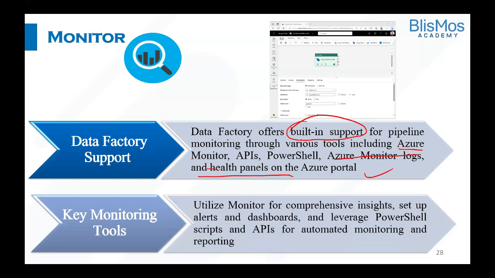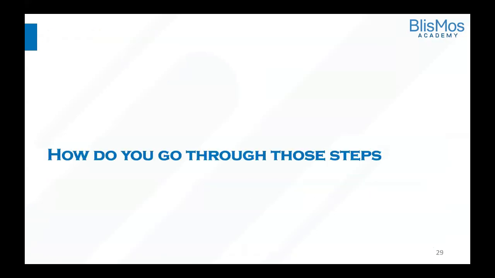Okay, so we can utilize the monitoring tools to get insights about whether things are happening properly or not, whether the data is properly delivered or not. And we can also get alerts in case something happens in the pipeline. We can also leverage PowerShell and APIs for automated monitoring in Data Factory. Unless you are a very advanced developer, you will not use PowerShell or APIs. You'll be using the dashboards only to monitor. Okay, make sense?